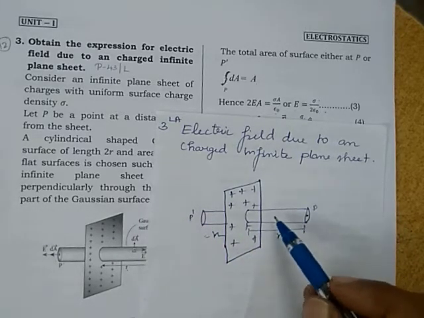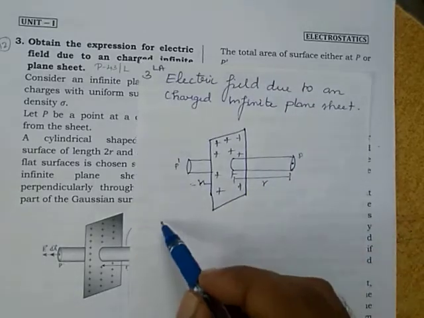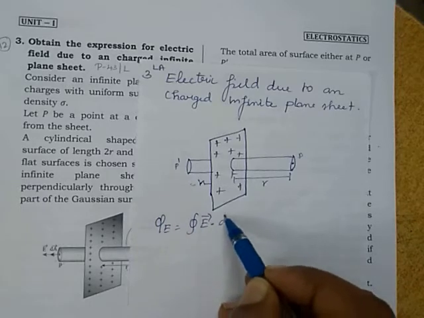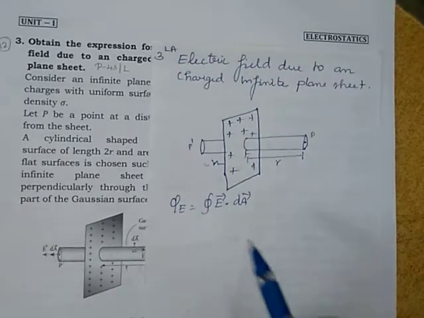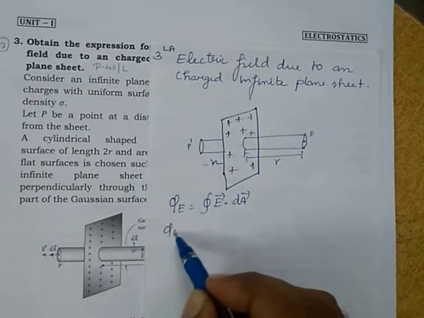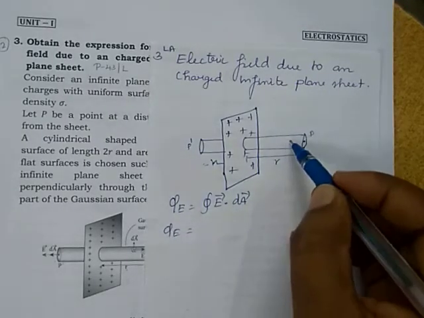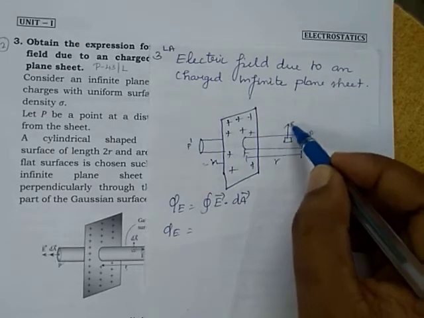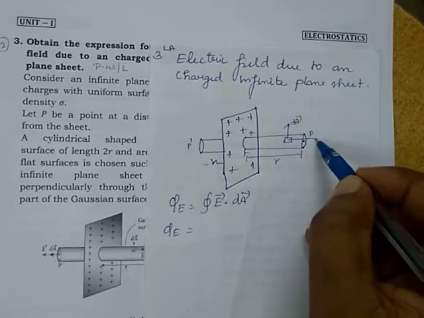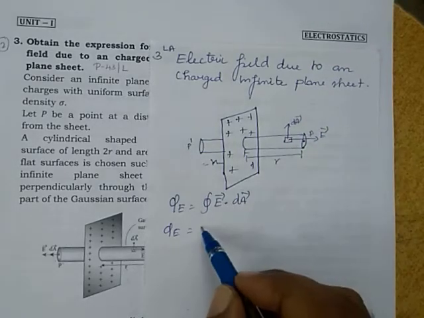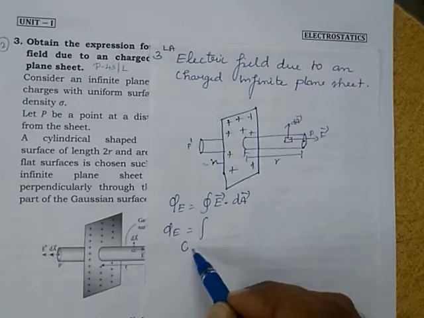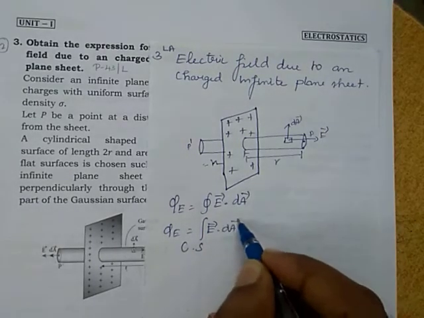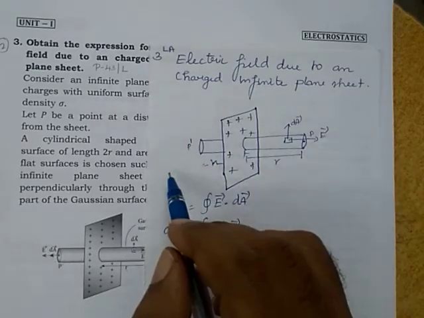In order to find the electric flux for this Gaussian surface, we use the formula phi is equal to closed integral of E vector dot dA vector. This is split up into three surfaces. Phi is equal to, first one is the curved surface, where the area vector is dA vector and the electric field is E vector, so E vector dot dA vector. Then left and right surface.